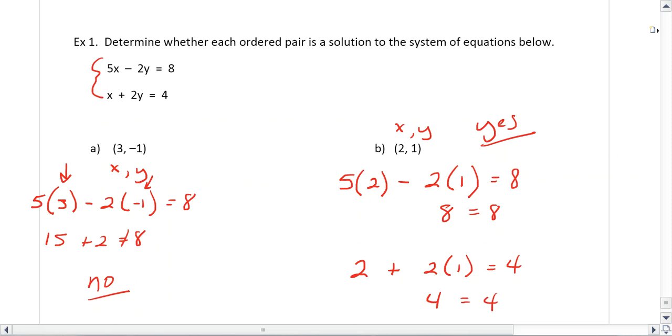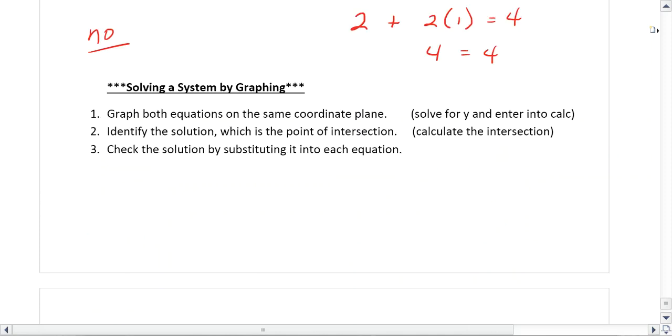So to repeat, if you're asked if this is a solution, plug in the 2 values and see if it works for both equations. Now let's learn how to solve these when you're given 2 equations with 2 variables and you don't know what the solution is. The first method we're going to use is called the graphing method. So to solve by graphing, you need to graph both equations on the same plane and see where they cross each other. The point of intersection is the answer. And then after you find the answer, you should check it by plugging it into both equations.